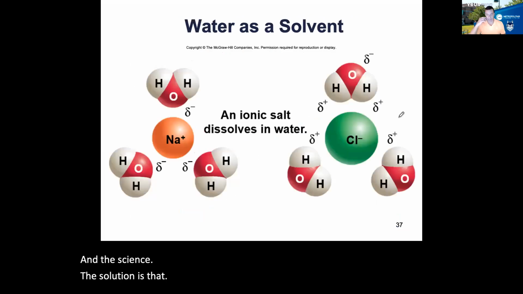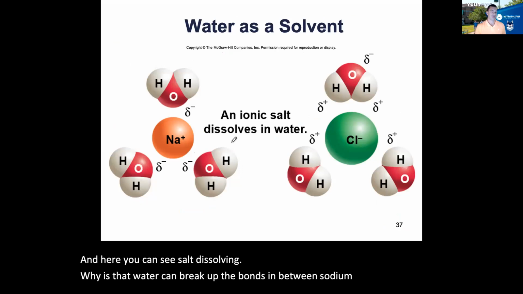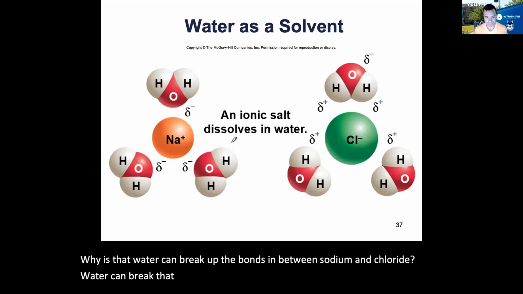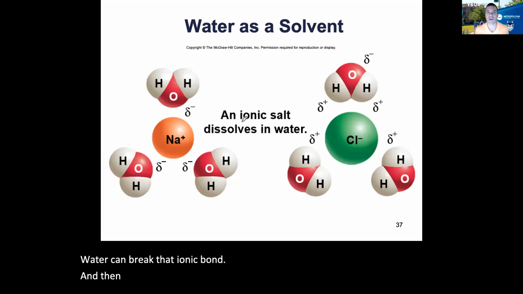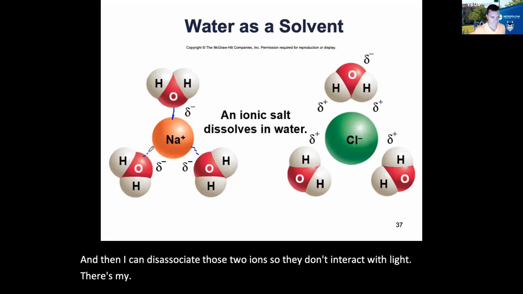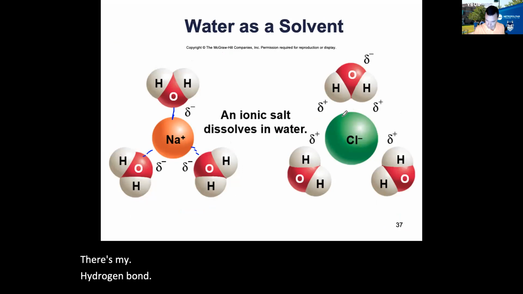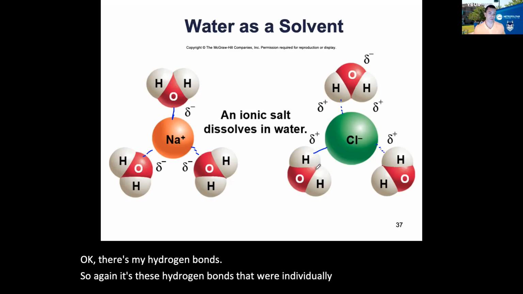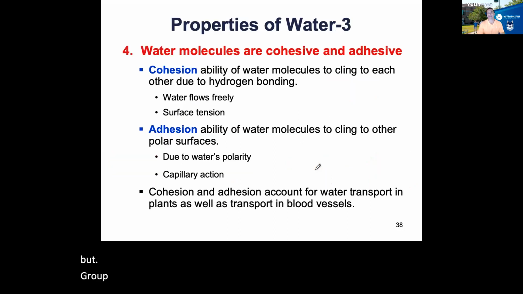And here you can see salt dissolving. Why? Because water can break up the bonds between sodium and chloride. Water can break that ionic bond, and then disassociate those two ions so they don't interact with one another. There are my hydrogen bonds. So again, it's these hydrogen bonds that were individually so weak, but grouped together, they're fantastic. They're awesome.